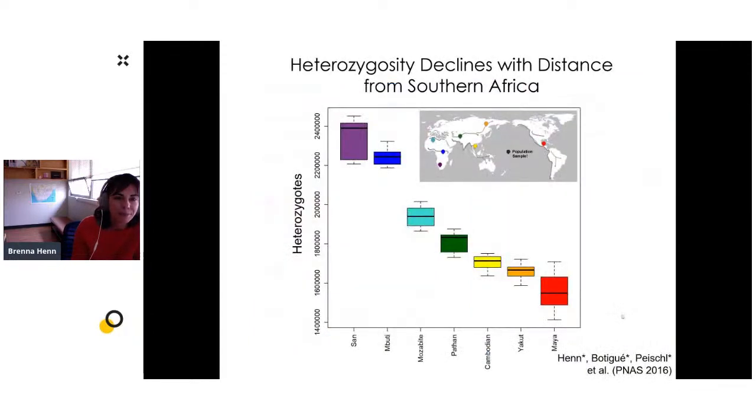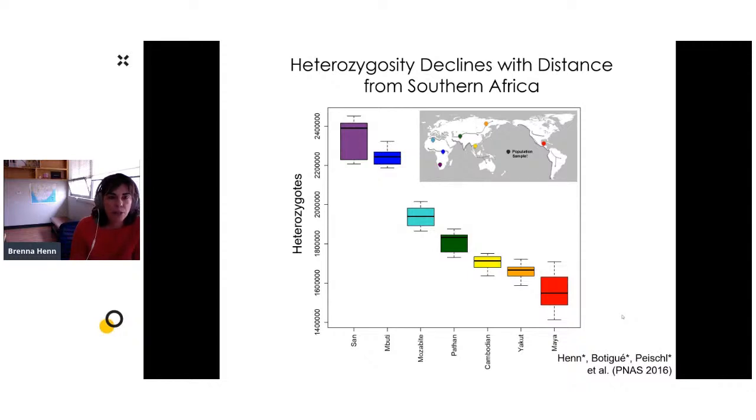Next slide, please. From a genetic perspective, these populations are especially valuable, or especially unusual, because of the very, very high levels of genetic diversity that they carry.